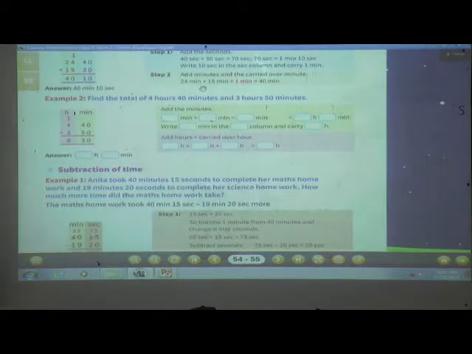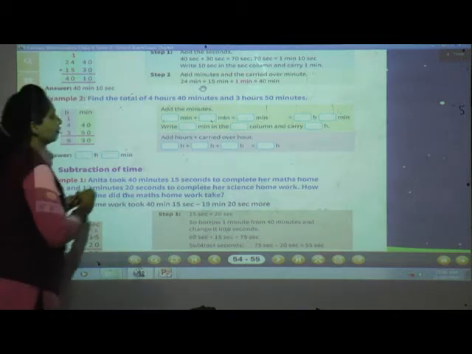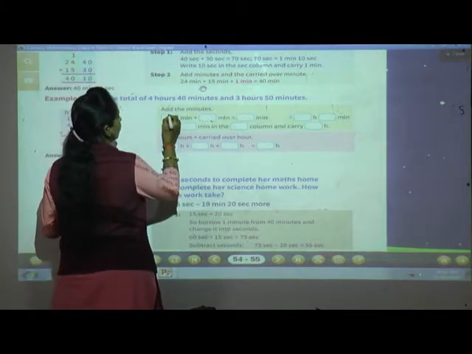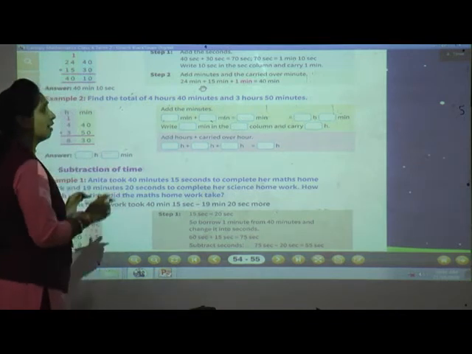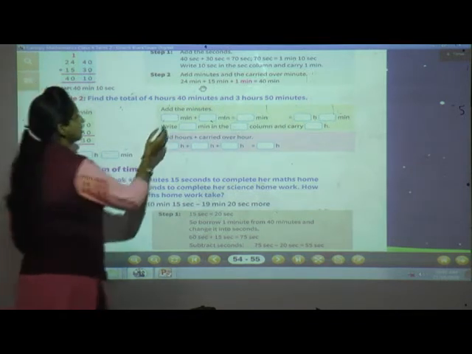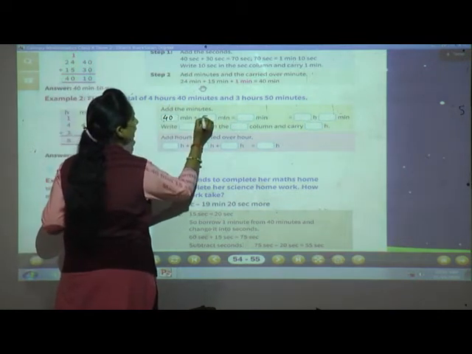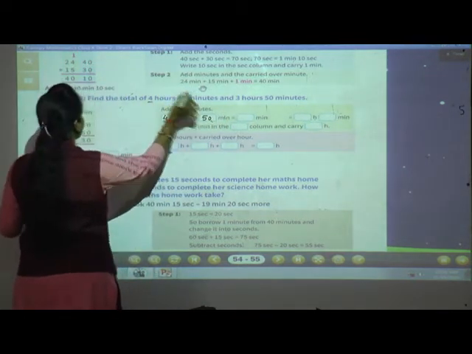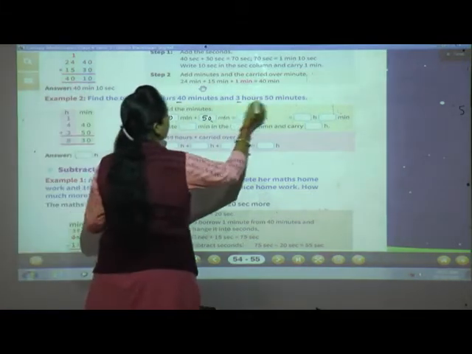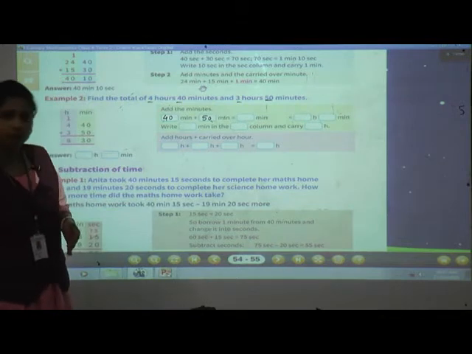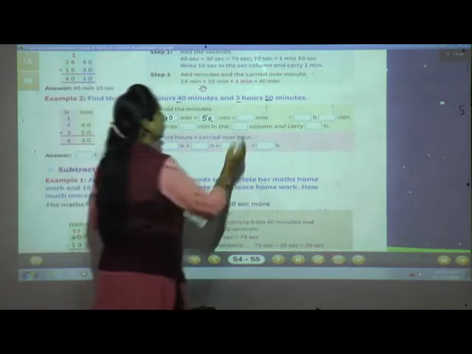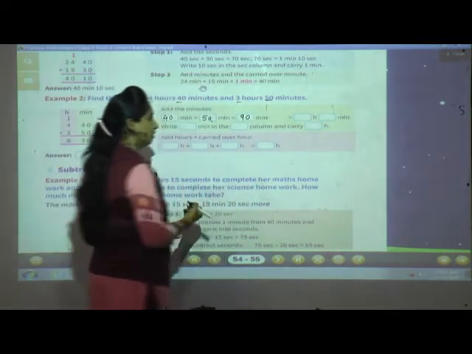Find the total of 4 hours 40 minutes and 3 hours 50 minutes. See, what do we have to add here? First we need to add hours or minutes? Minutes. First we need to add 40 minutes and 50 minutes. See, 4 hours 40 and 3 hours 50. First we have to add minutes and convert into hours.